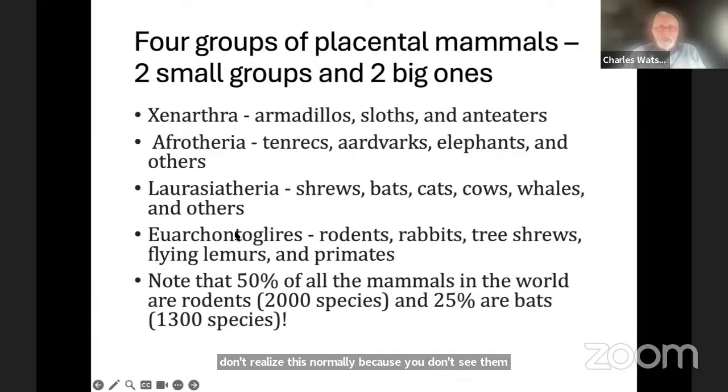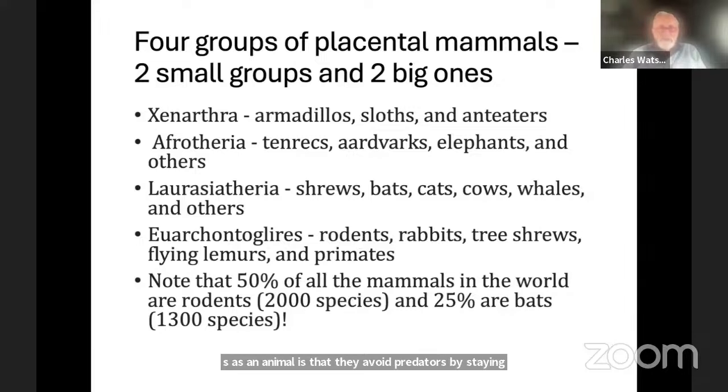And to some extent, it's the same in the Euarchontoglires because the rodents here constitute 50% of all of the mammals on Earth. That's in terms of the number of species or the actual number of animals. But we don't see such a lot of them because they keep out of sight. Their success as an animal is that they avoid predators by staying hidden or underground, and they're very good at moving around at night time as well.